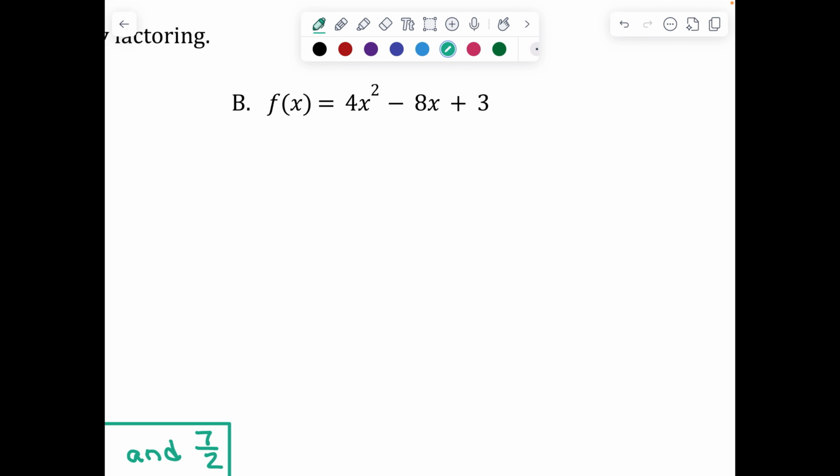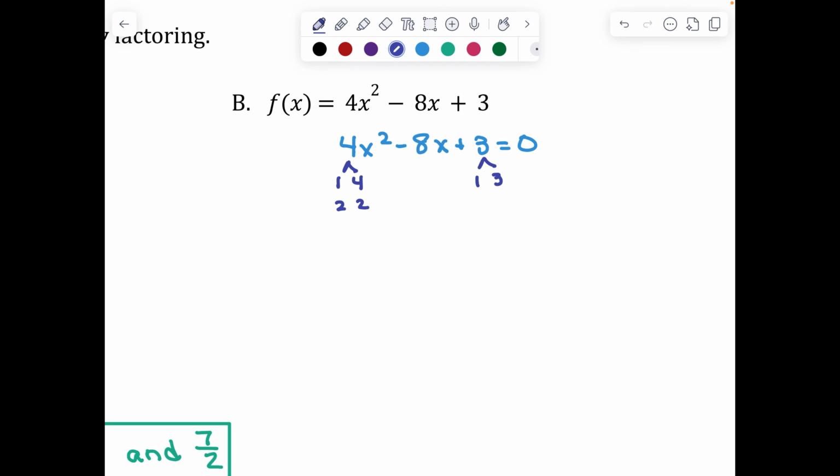We have f of x equals 4x squared minus 8x plus 3. So I'm going to go ahead and do our factors, right? So we need to set this equal to 0 to start. So we have 4x squared minus 8x plus 3 equals 0. I know I do not have a greatest common factor, and it's not a perfect square trinomial. So we have 1 and 4, 2 and 2, 1 and 3. So we have to multiply and add up to negative 8.